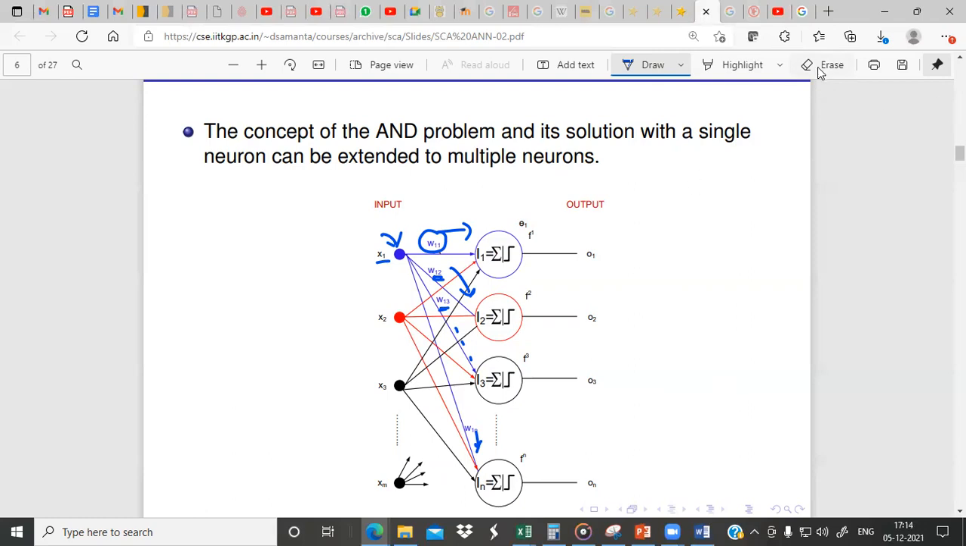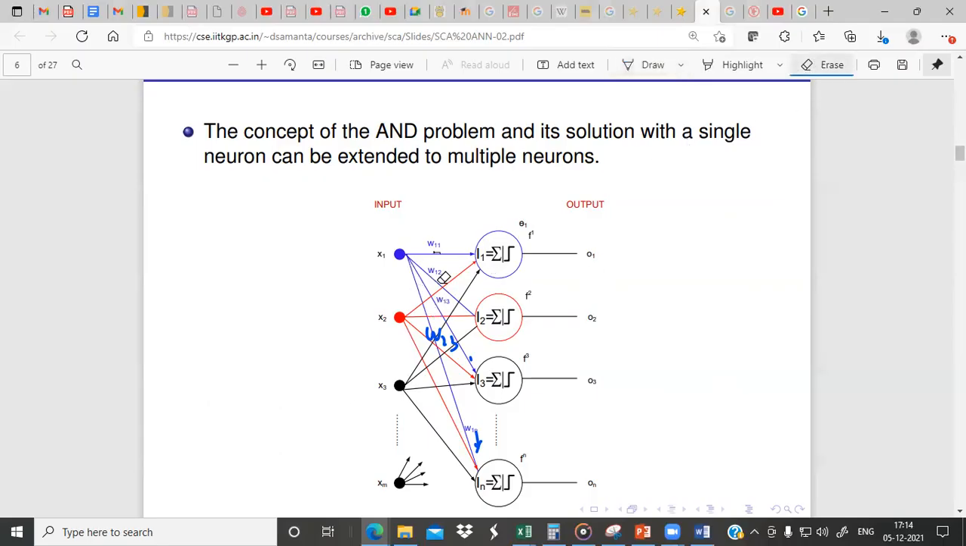So like that, we are assigning the weights. Now, similarly, you can also consider the weights for the second input. The weight associated with the second input and the first neuron is W21, right? The weight associated with the second input and the second neuron will be W22. The weight associated with the second input and the third neuron will be W23. So W21, W22, W23, up to W2n, right?